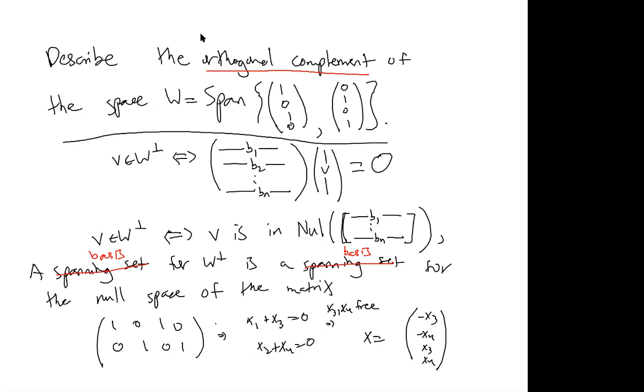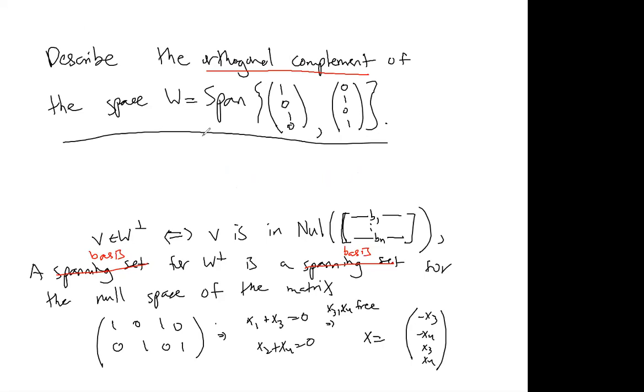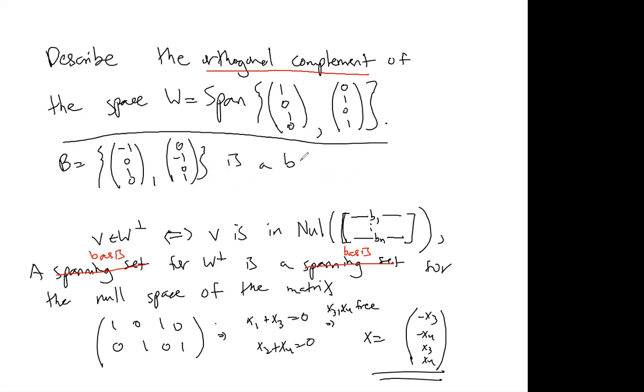Okay, so we get that. In parametric form, these are our solutions to the linear system. And so we get that a basis is (-1, 0, 1, 0) and (0, -1, 0, 1), a basis for the null space of this matrix, and in particular for W perp.